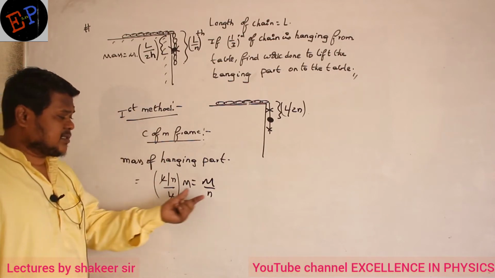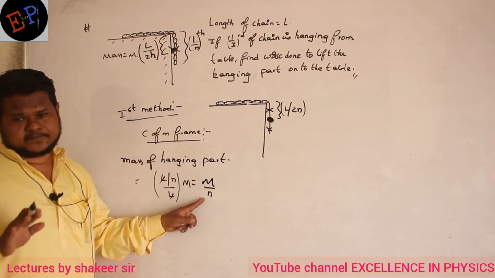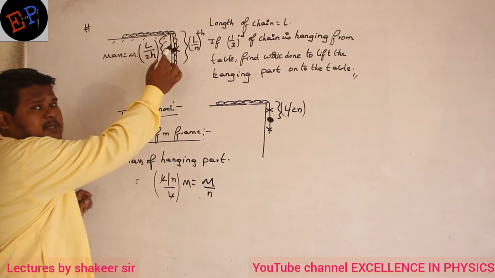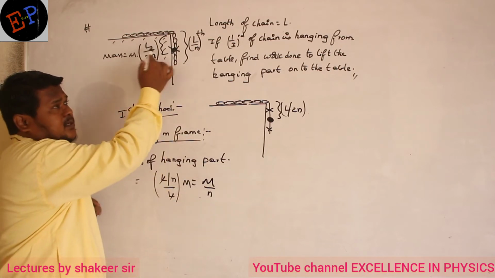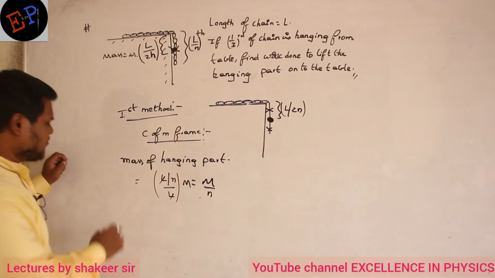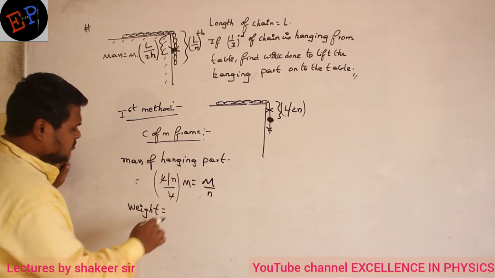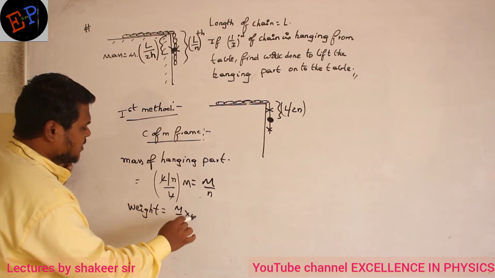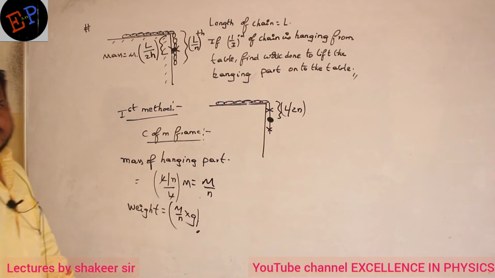So how much of the total mass is hanging, ma? M by nth mass of the chain is hanging. Remaining mass is present on the table. Are you able to understand, ma? Remaining mass M minus M by N is present on the table, but hanging mass is how much? Hanging mass is M by N. So therefore what will be its weight, ma? Weight is mg, no? So M by N multiplied by g. So this is the weight of the hanging part of the chain.